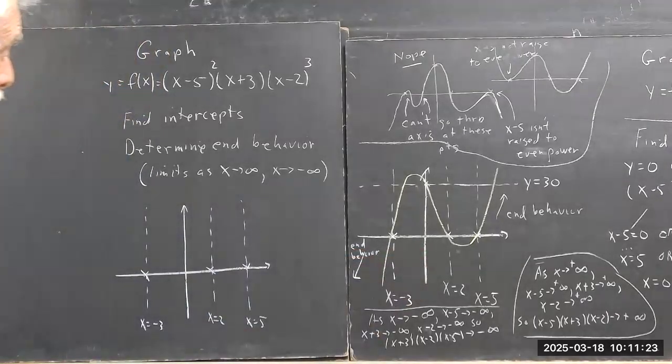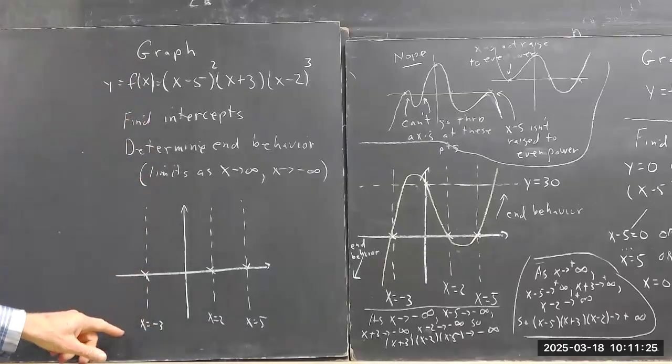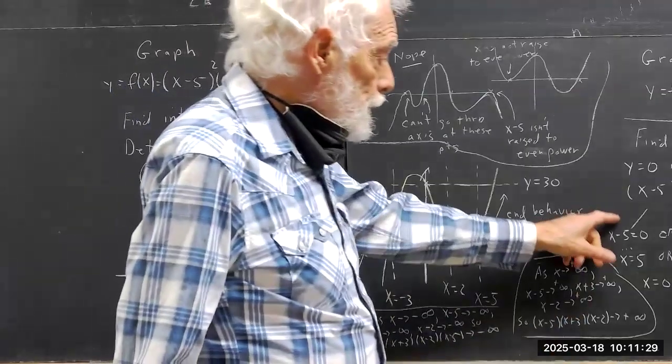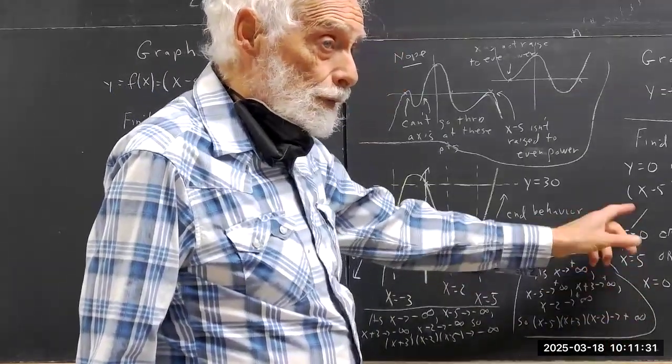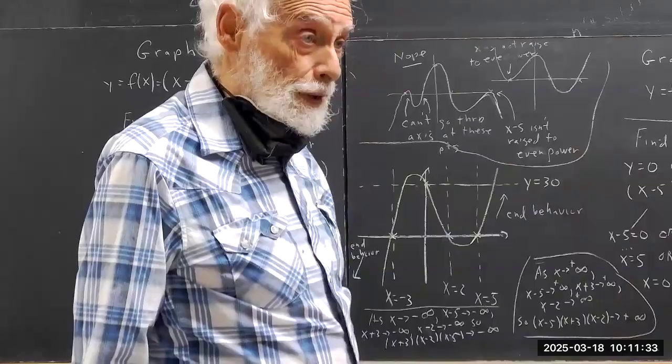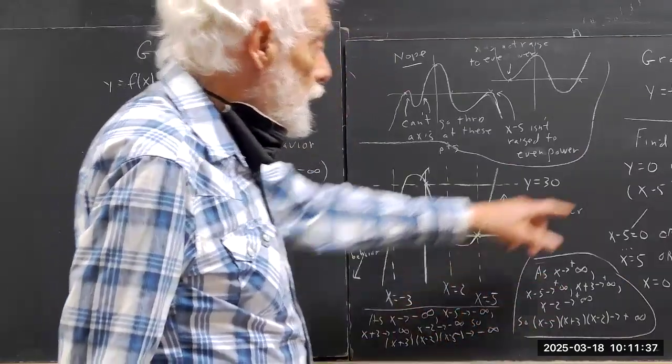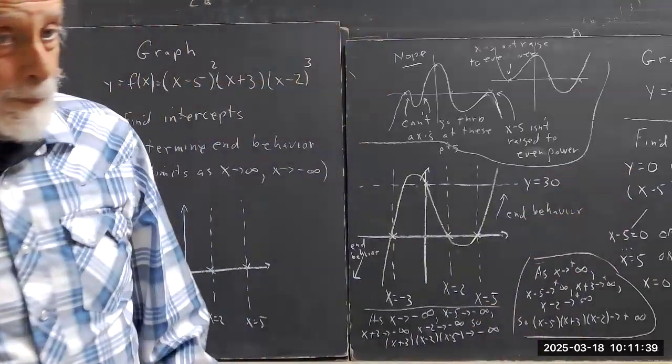See if you can find it from the original graph. You don't need to find the x-intercepts. That's going to be the same. But you do need to find the long run behavior and the y-intercept.